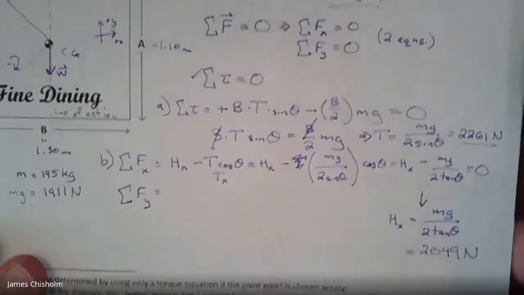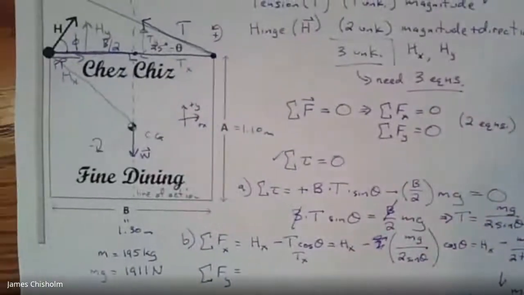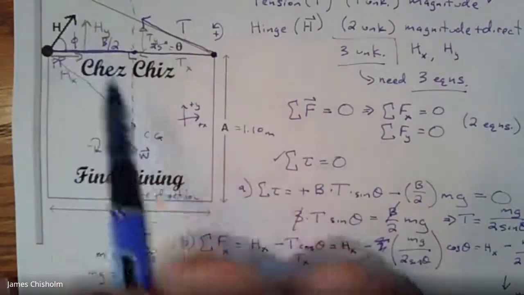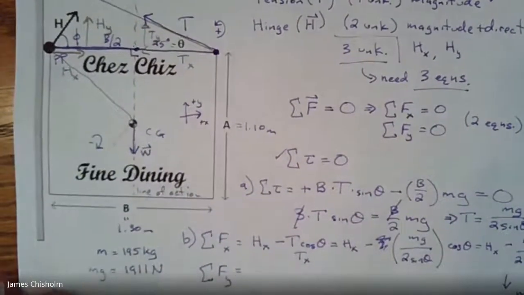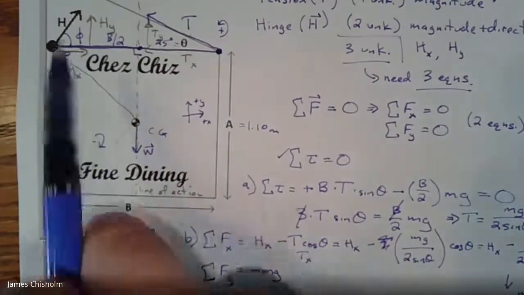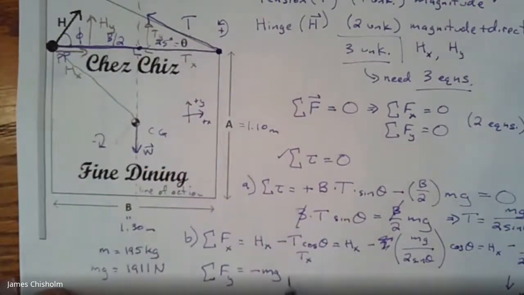Similarly, for the y direction, in the y direction, we have the y component of our tension, the y component of our hinge force, and then the weight, of course, pulling downward. So we'll have negative mg, because that's acting downward. Both Hy and Ty are positive, so plus Hy plus Ty, but Ty is equal to T times the sine of theta. And again, all of that is equal to 0.